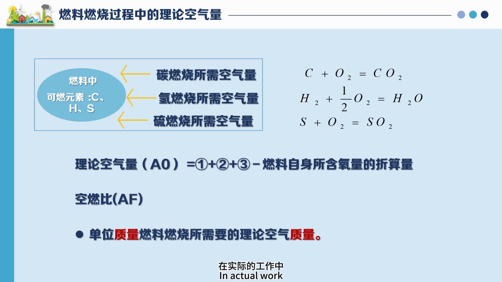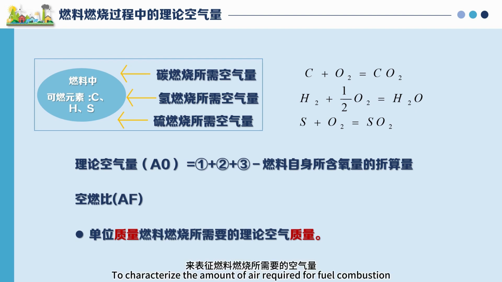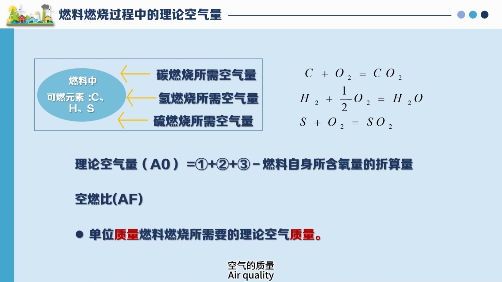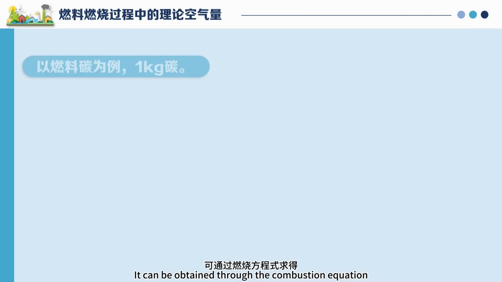Converted amount. In actual work, we often use the air-fuel ratio to characterize the amount of air required for fuel combustion. The air-fuel ratio AF refers to the mass of air required for combustion per unit mass of fuel. It can be obtained through the combustion equation.